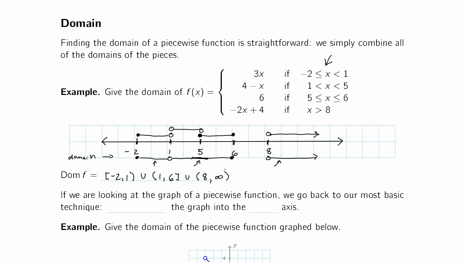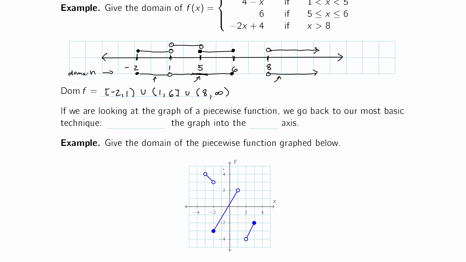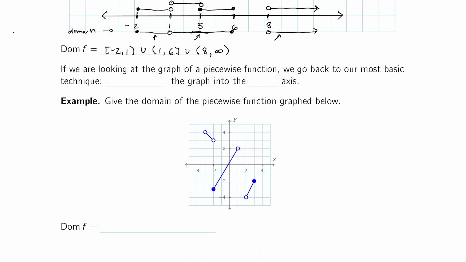Now, if instead of being presented with the formula for our function, we're presented with the graph of our function, and we want to find the domain, we go back to our most basic technique for finding the domain. We flatten the graph into the x-axis. So in this example, well, this piece comes down into the x-axis with empty dots at either end, covering that segment in between.